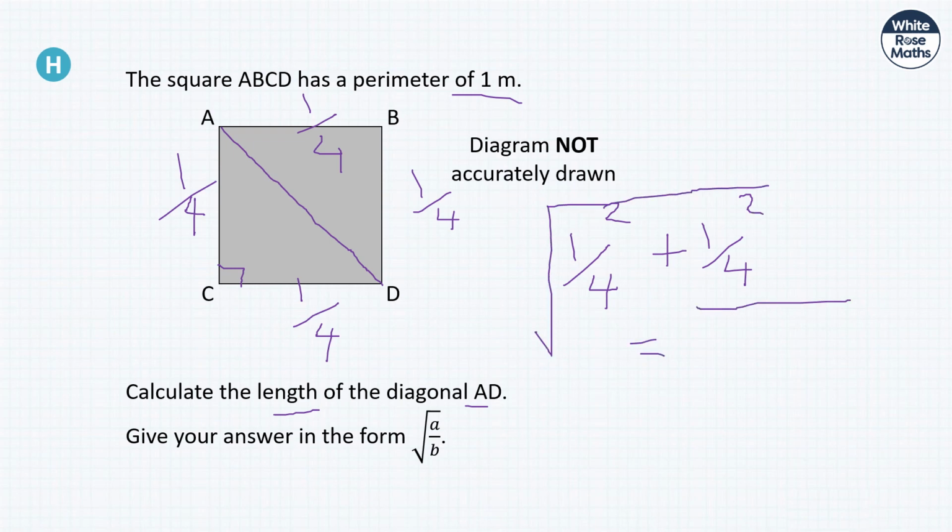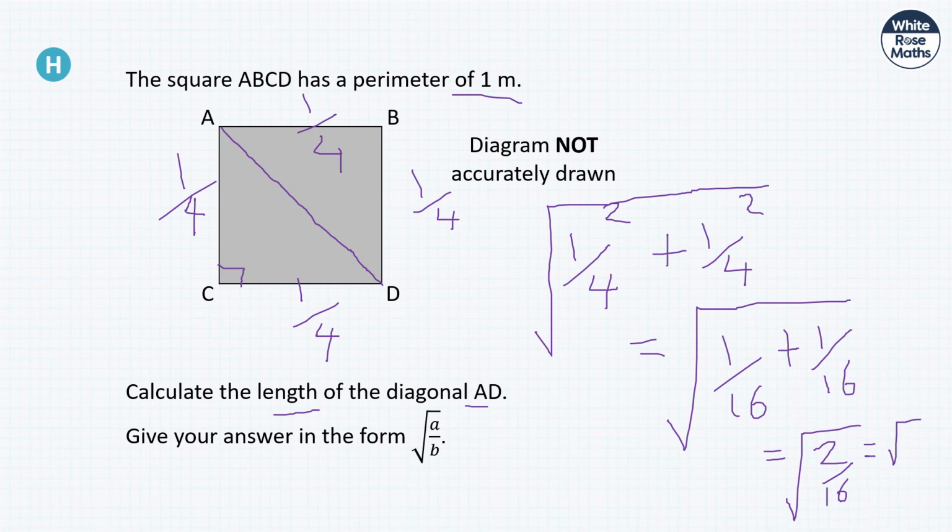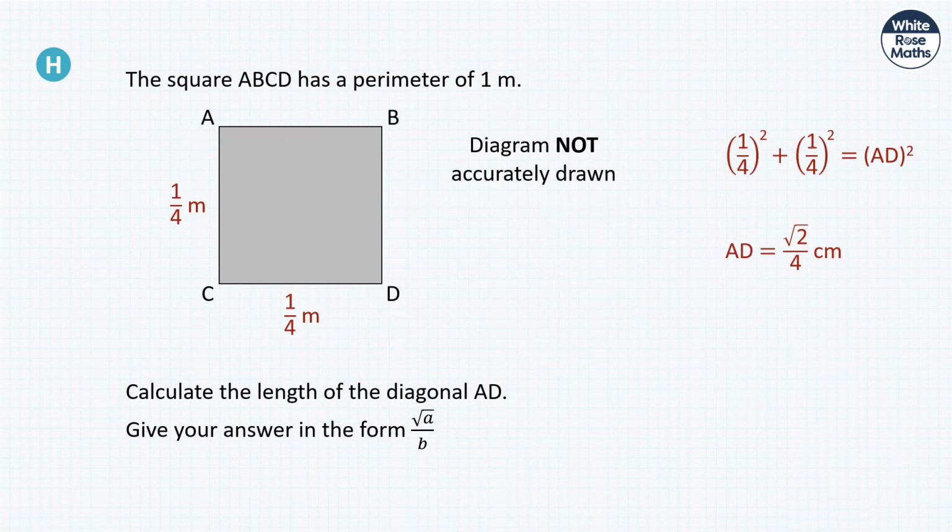So that'll be the square root of 1/16 plus 1/16, which would be the square root of 2/16, which would be root 2 over 4. Or you can have it as the square root of 1/8. That would also suffice. So in this exact form, I'll write it as root 2 over 4. Okay, so that's my final answer. There we go. Root 2 over 4.